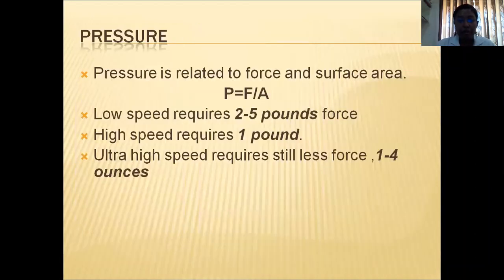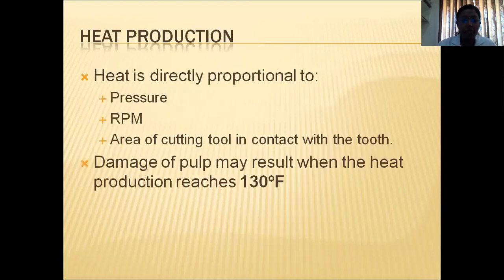Coming to the next parameter, which is pressure. Pressure is related to force and surface area. So the formula is pressure is equal to force divided by surface area. Low speed handpieces require a very high pressure, which is around 2 to 5 ounce, and high speed handpieces require still less pressure, which is only 1 pound. Whereas ultra high speed handpieces require very minimal force, which is only 1 to 4 ounce. Ultra high speed and high speed handpieces are held with a very light touch, like a feather.